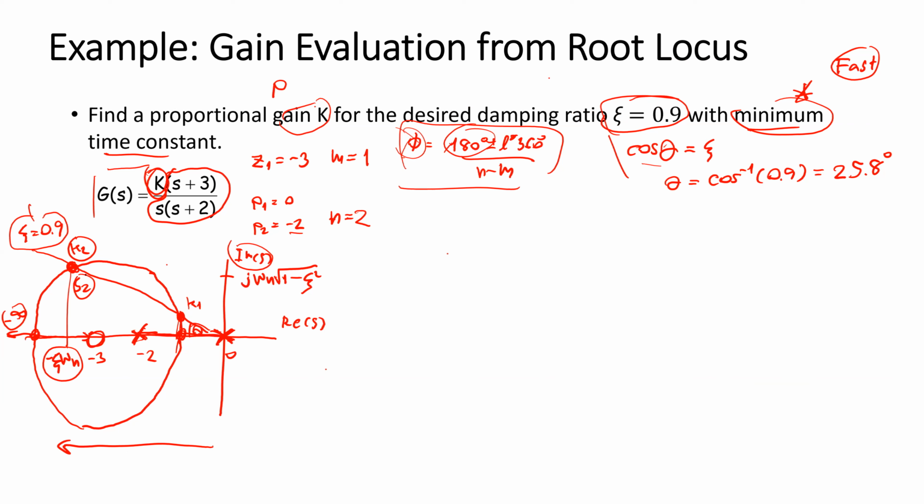Before we find the intersection, at least we should find the equation of the circle. We begin from the break in and break away point, from d by ds of -1 per G(s) equal to 0.